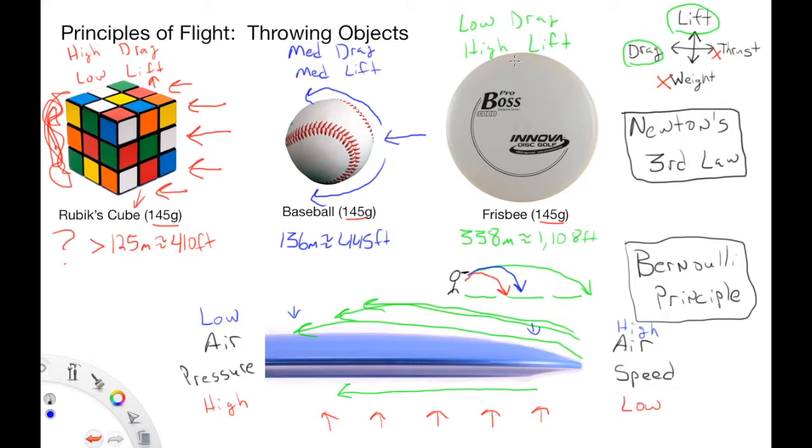Because the Frisbee has the highest amount of lift, it stays in the air the longest. Because the Frisbee has the least amount of drag in the airfoil-like design, it cuts through the air. That allows it to travel the fastest while staying in the air the longest. As a result, the Frisbee is going to be able to be thrown the furthest nearly every time. I hope that you've learned something from this video and that you've at least been able to explain with hard scientific facts why it is that we can throw Frisbees much, much further than we can throw baseballs and Rubik's Cubes, even though they all weigh the same amount.